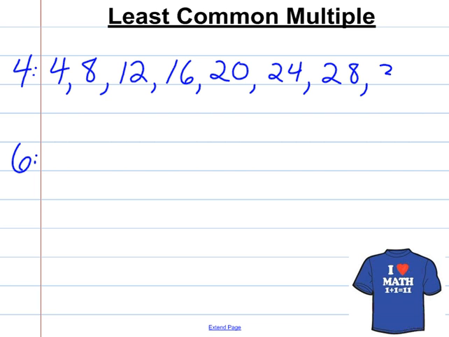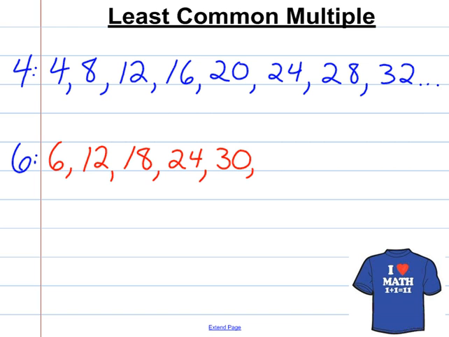Okay, let's try another one. This time, let's use 4 and 6. If I list the multiples of 4, you're going to have 4, 8, 12, 16, 20, 24, 28, 32, and that list goes on and on. For 6, we have 6, 12, 18, 24.